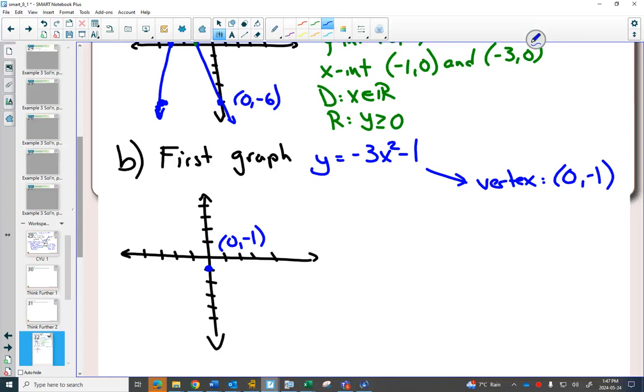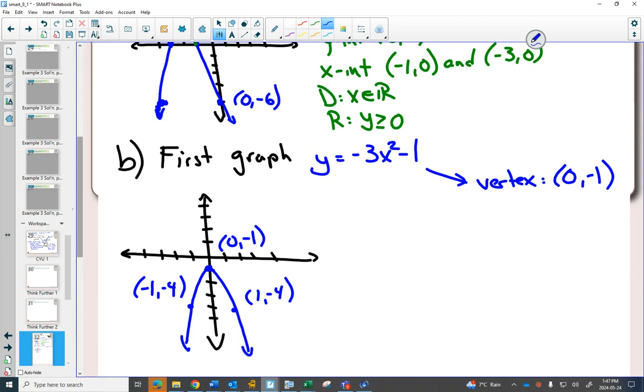Which way does this parabola open? Down. So it's going to go over 1, down 3, over 1, down 3. I could label those points. I'd have 1, comma, negative 4, and negative 1, negative 4. You can double check that. Does it make sense that if I plug in 1, 1 squared is 1 times negative 3, negative 3 minus 1, I will get negative 4. You can always test your points by plugging them in.